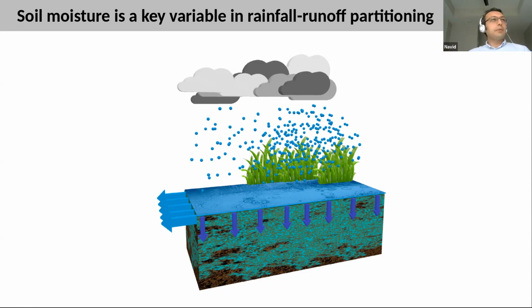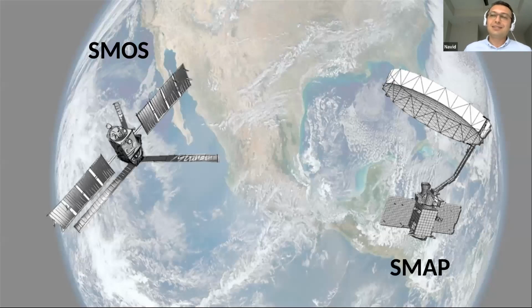However, observing soil moisture is very challenging because of its high spatial variability. And that's why in 2010, Soil Moisture Ocean Salinity was launched by the European Space Agency. And SMAP, Soil Moisture Active Passive, which has a different kind of instrument and observing technique, was launched in 2015.